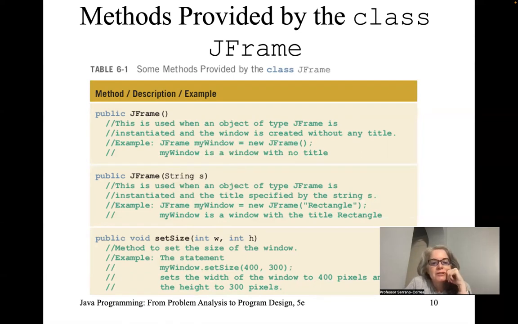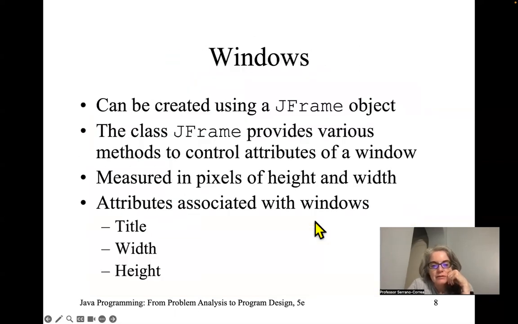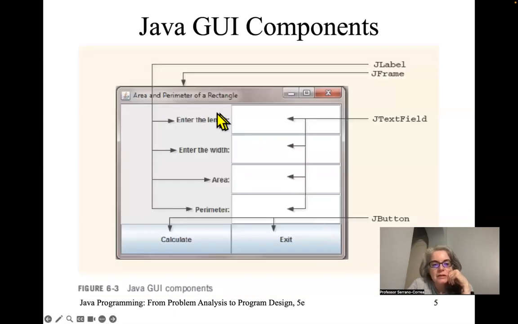And we would say JFrame my window equals new JFrame. So this creates your window, a window without a title. If you want a window with a title, just say JFrame my window equals new JFrame, and then in quotes, you give it the title that you want. And that title is going to be right here. It would be this title right here.